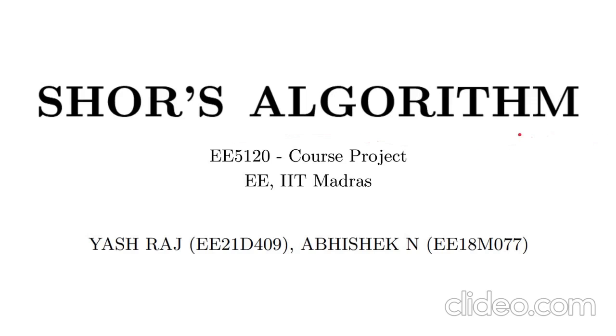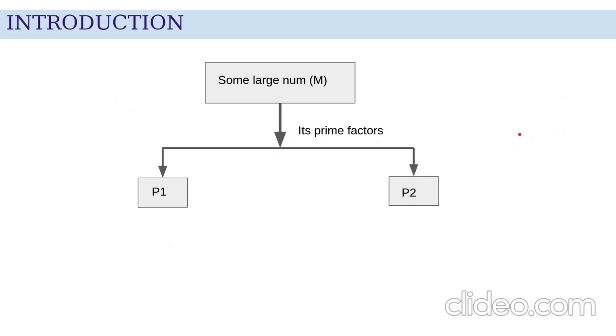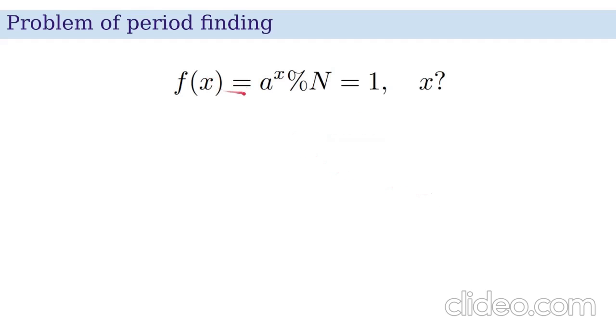Hi, we are presenting Shor's algorithm. The algorithm is used to find prime factors of a large number, say m. There are several steps involved in this process. One of them is the problem of period finding, which takes exponential time if done classically.